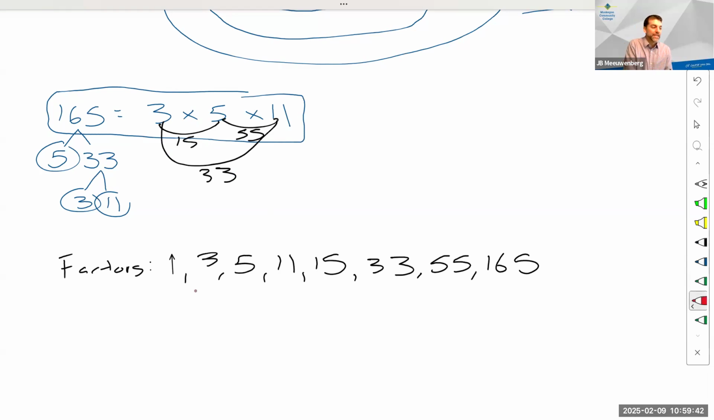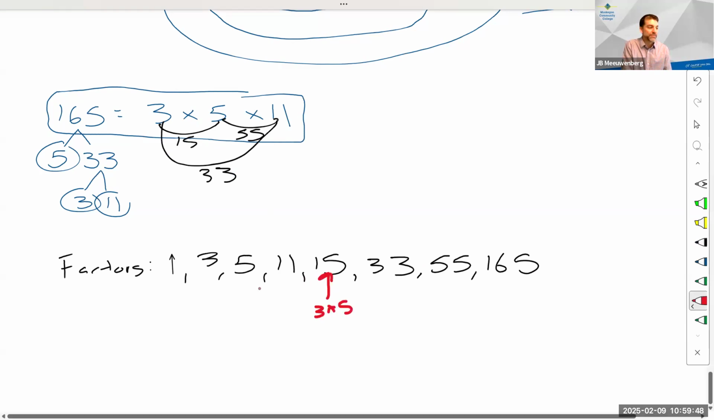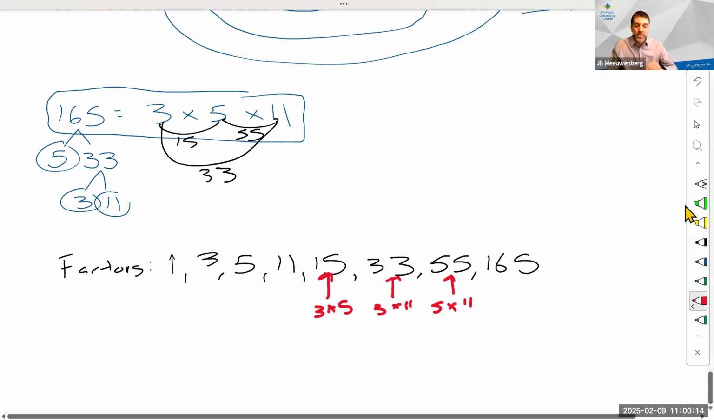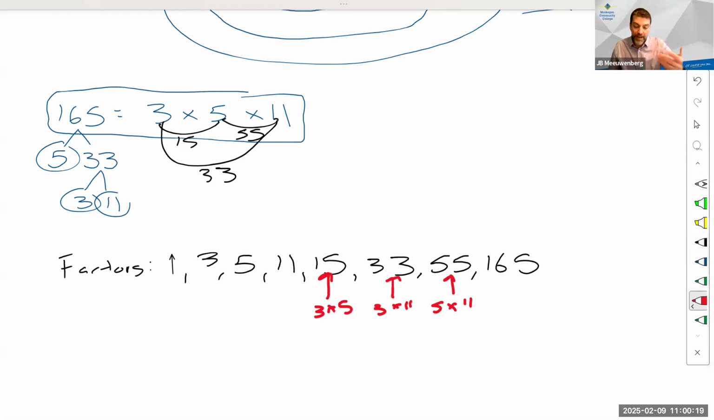And so what you'll notice, again, if you examine this list, is that this number is 3 times 5. It's made up of these 2 factors. This is 3 times 11, which is 3 and 11. 55 is 5 times 11, 5 and 11, right? So again, you could start to see how even the smaller individual prime factors can be used to build some of the bigger factors. So that, again, is just an important relationship to recognize that exists between the factors of a number and the prime factors of that number.